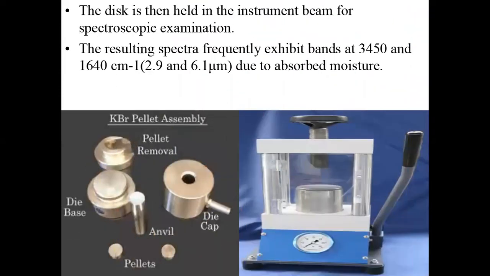The disc is then held in the instrument beam for spectroscopic examination, and the resulting spectra frequently exhibit bands at 3450 and 1640 per centimeter, or 2.9 and 6.1 micrometer, due to absorbed moisture. And there is the assembly of the KBr pellets, and the instrument is like this that is present at the right side.